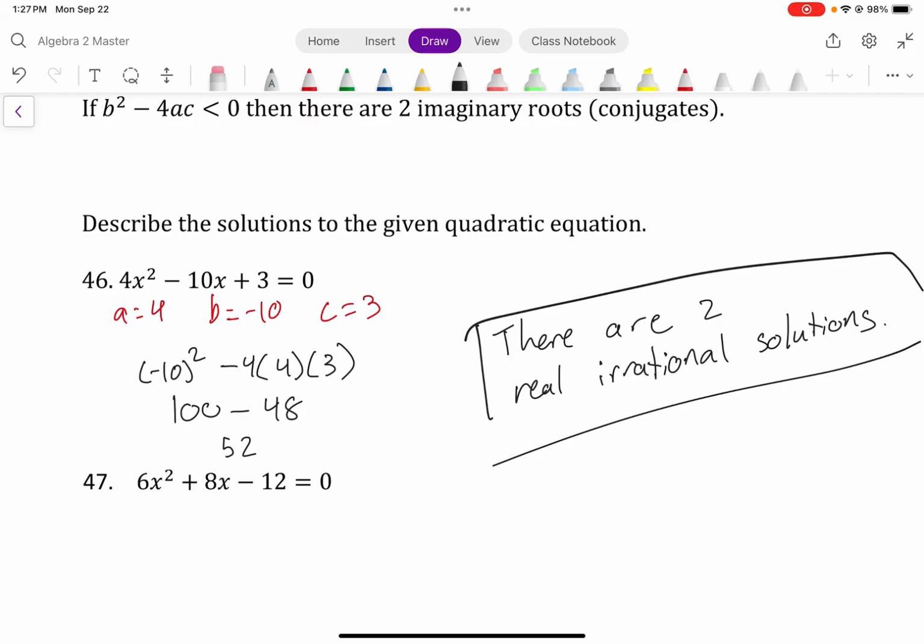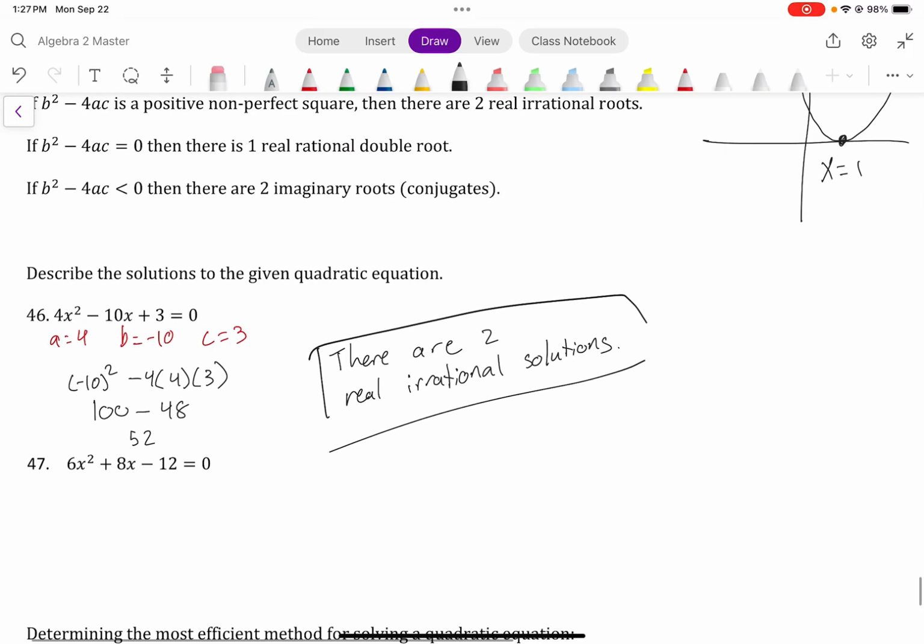If I had done the quadratic formula, I would have ended up with x equals 10 plus or minus the square root of 52 over 8. And then I'd have to simplify that fraction and worry about simplifying that radical if I could. And that gets really annoying. So sometimes it's best to just want to know what kind of solutions you have. So I don't need to go through that whole process.